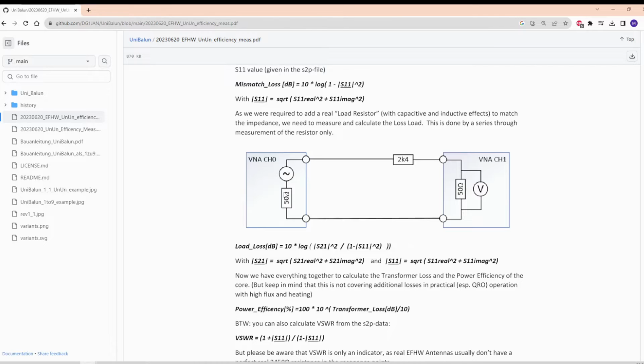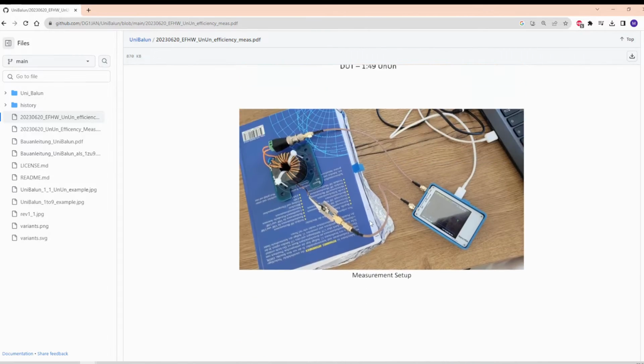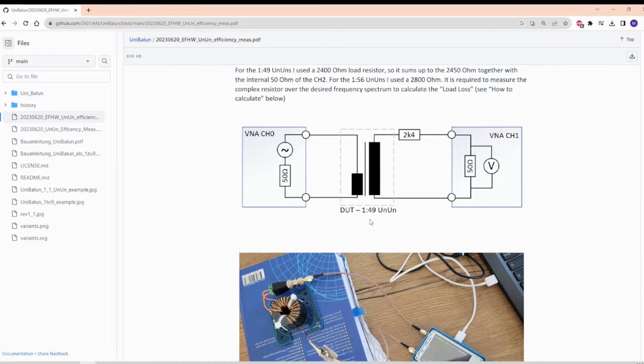This is what I did with my test jig. I will show you in a second. We are measuring the effects of our load, the 2.4 kilo ohm or 2450 ohms resistor in my case, so we can calculate that against the device under test. Here's the transformer. This is the measurement setup. And the load we have just calibrated is in there.